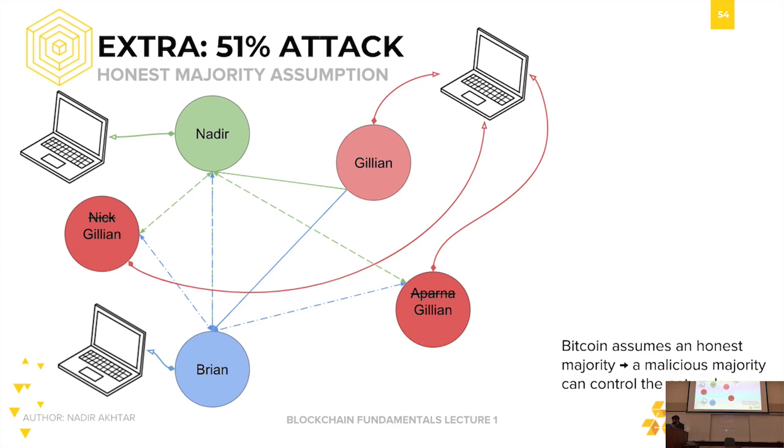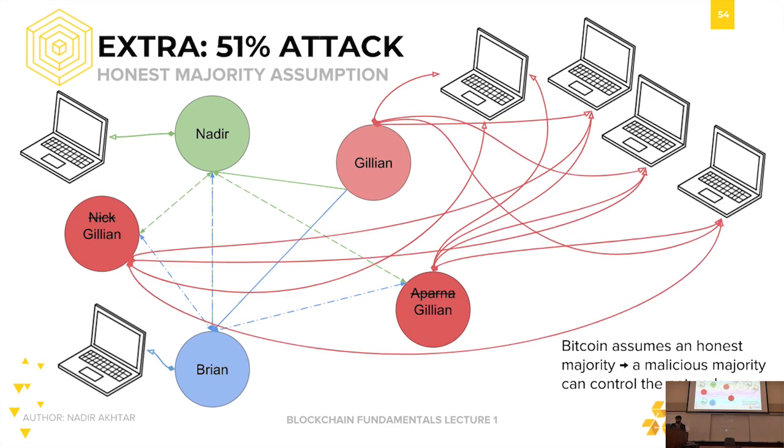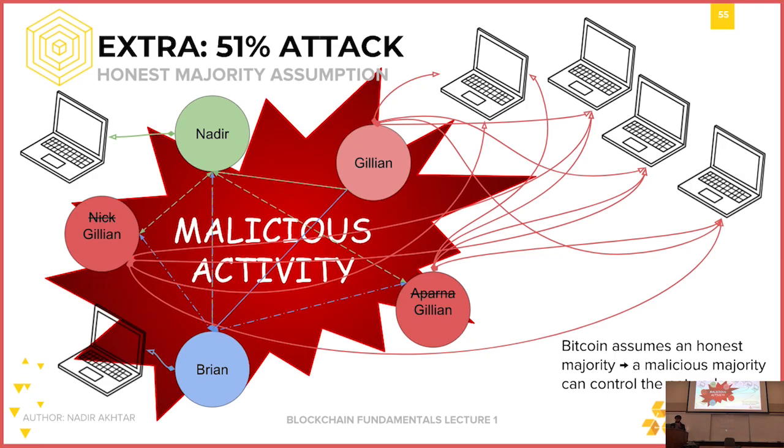So let's say Gillian was actually secretly a trillionaire and she bought all of these laptops. How can we stop her? We can't. That's the answer right there. You can't stop a 51% attack from happening for the very simple proof. Let's say that you could have an honest minority decide the truth of the blockchain. That means you could also have a dishonest minority decide the truth. So we have to recognize the majority of computing power as honest. We have to make that assumption if we want Bitcoin to work.